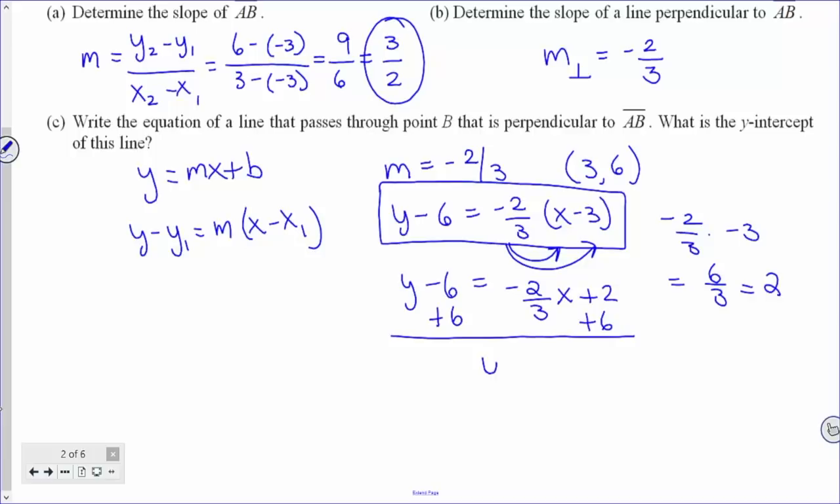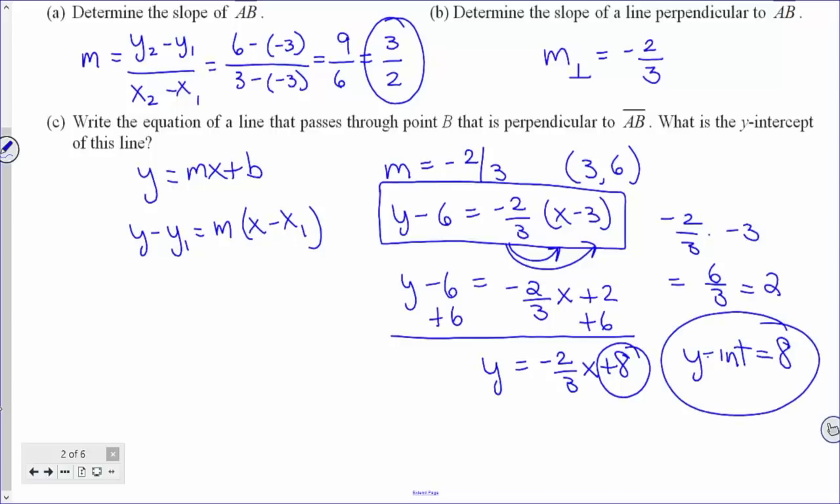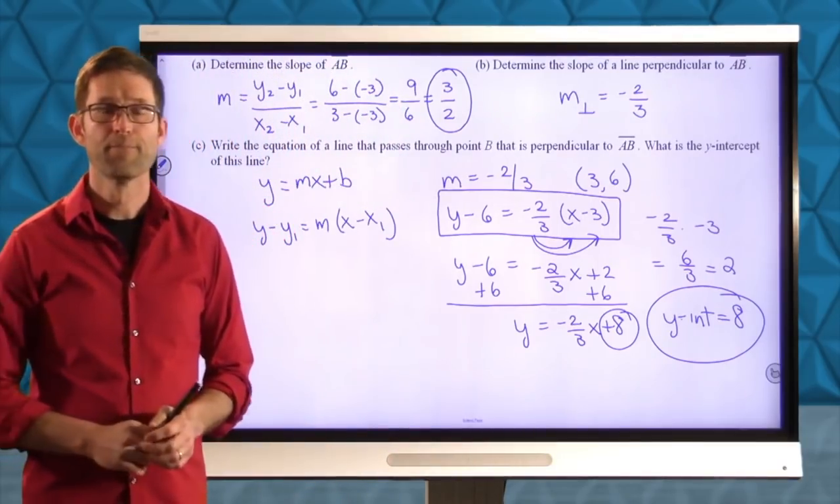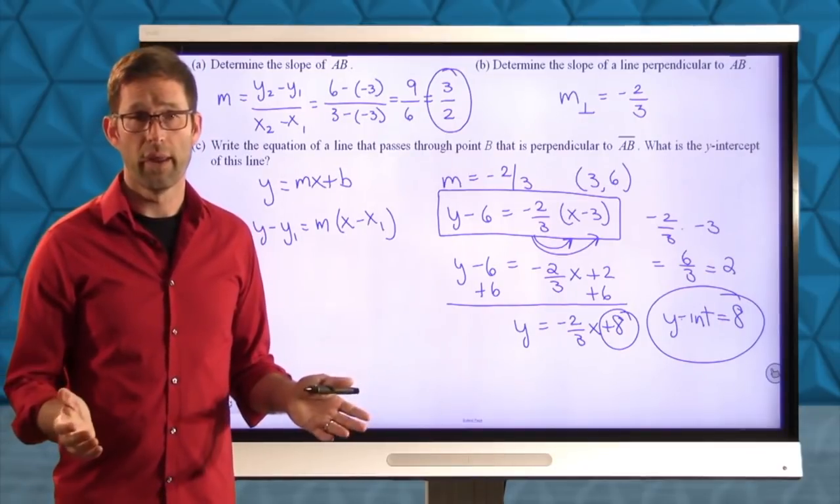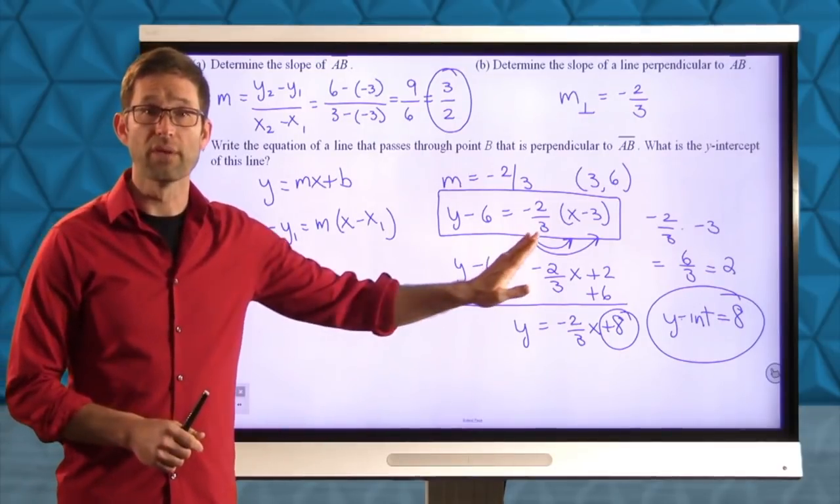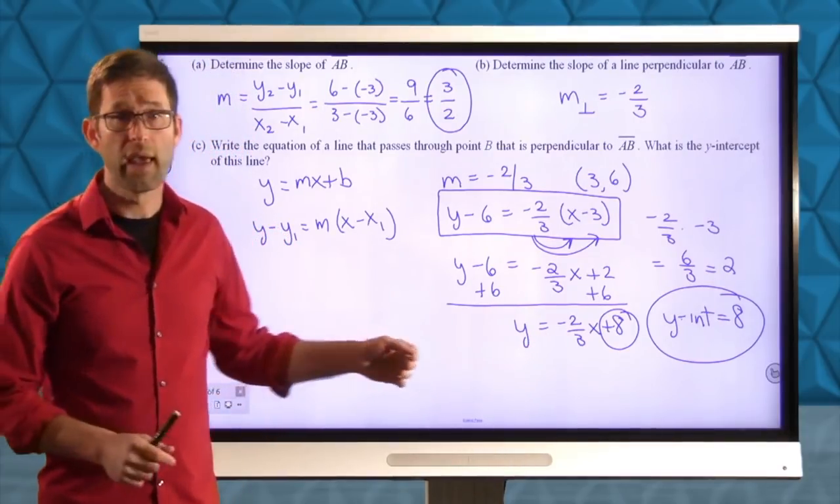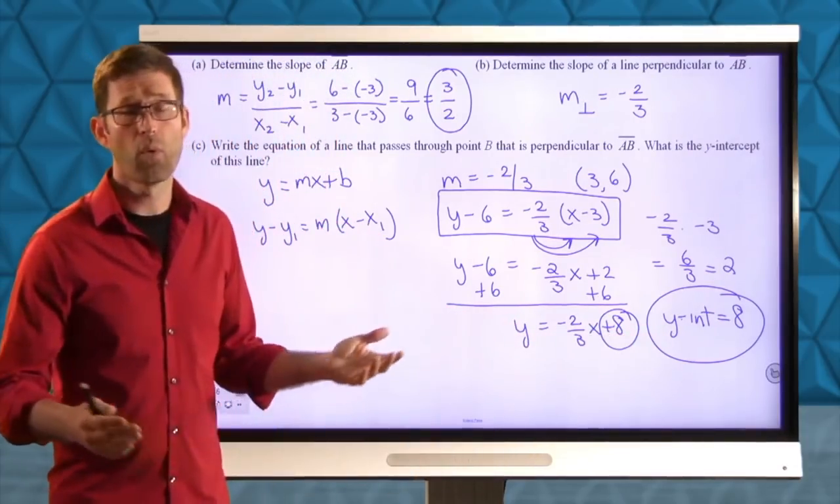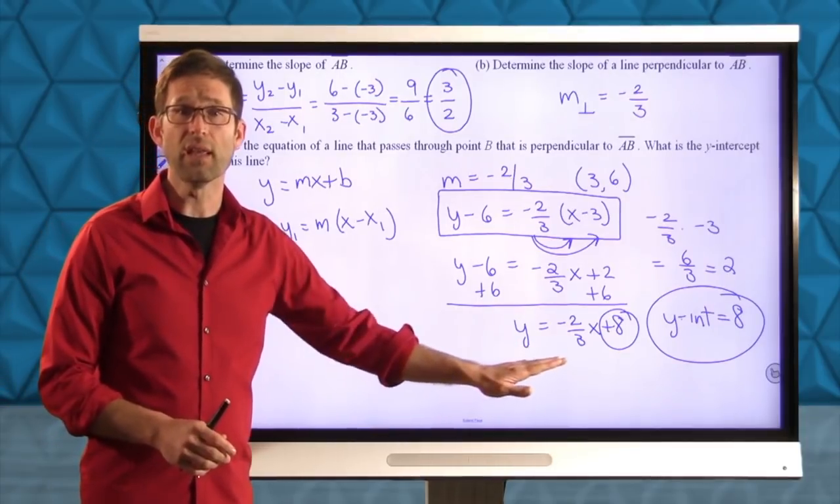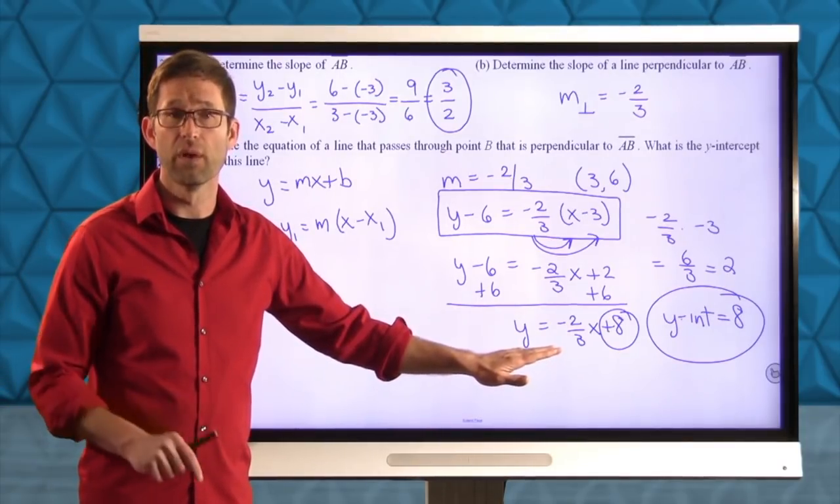And what we find is that our slope-intercept form, -2/3 x plus 8, tells us that our y-intercept is 8. All right? And that's an important thing to review anyway. The fact that you can always take a point-slope form of a line and rearrange it into a slope-intercept form, again, in case you need the y-intercept or some other reason. This is actually an easier form to graph in if you needed to.